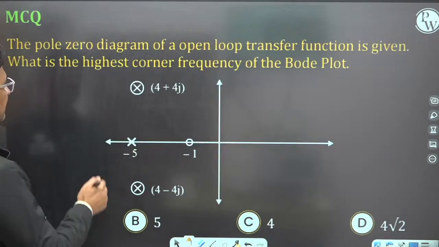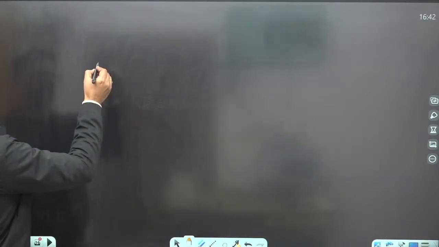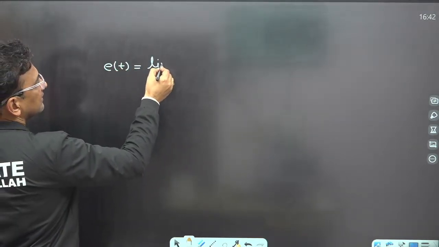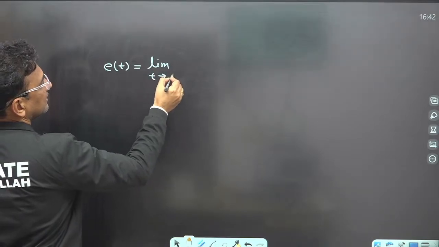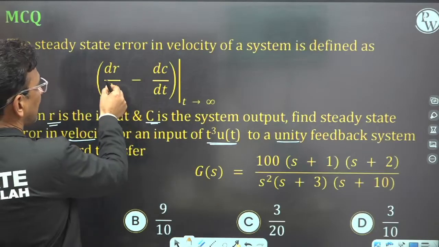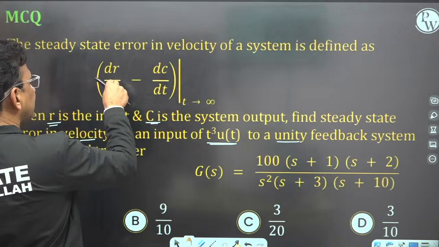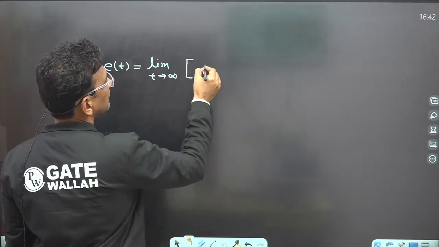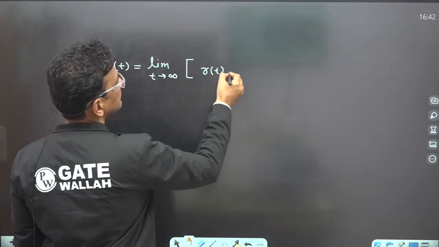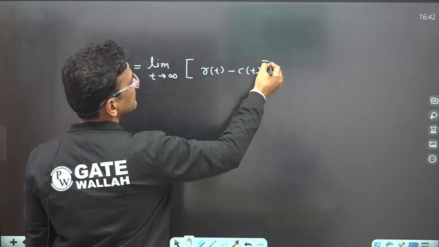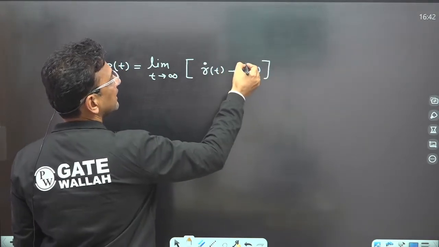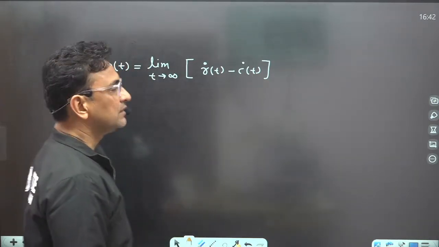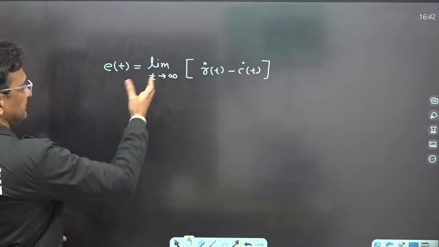See, it is given that the error signal e(t) is nothing but r dot t minus c dot t. So it is not simple r(t). Generally we take r(t) minus c(t). This is the normal steady state error, but here I am taking r dot t and c dot t when time t tends to infinite. Clear? So this is the error in the time domain.